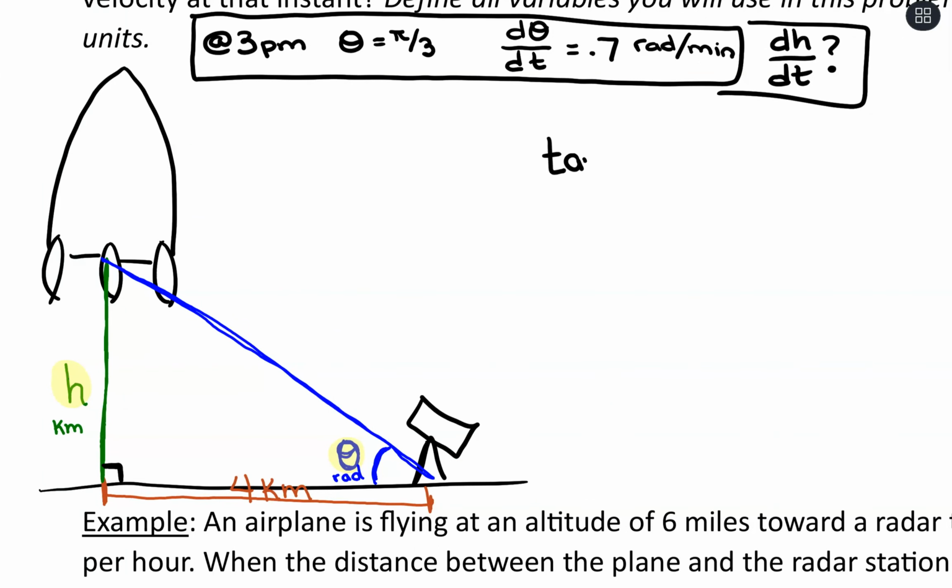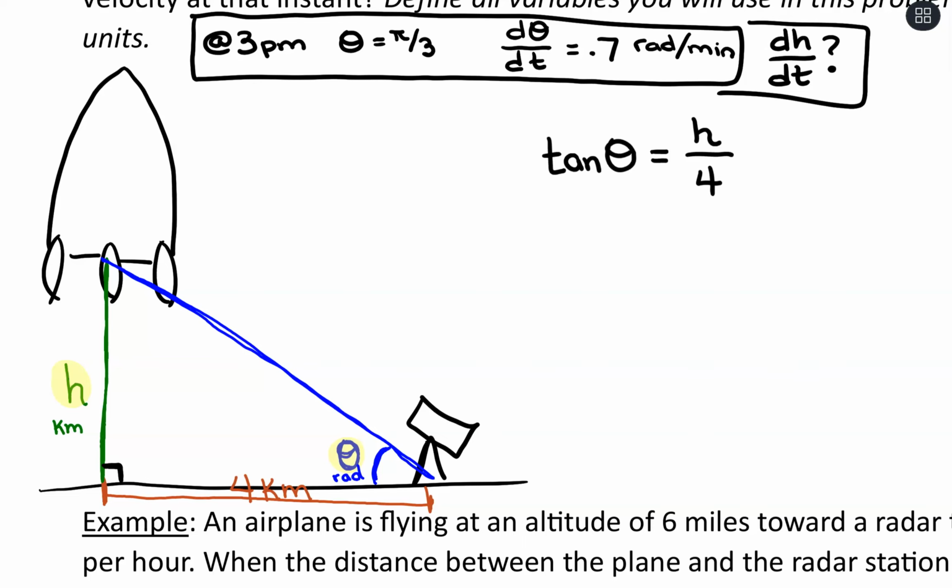So tangent of that angle measurement is equal to opposite, which is h, over adjacent, which is 4. And that's a nice, concise equation that relates all of our pieces that we're interested in together. And again, I'm keeping theta and h just in terms of the variables for as long as I can, because I don't want to plug in that 3 p.m. information yet. I want to have the only fixed value be that 4 kilometers, because that is the only value that's not changing as time is passing.